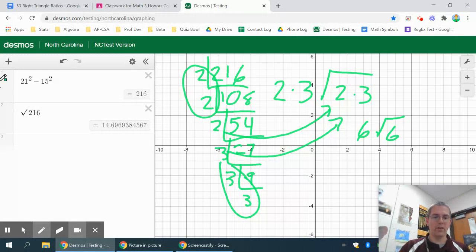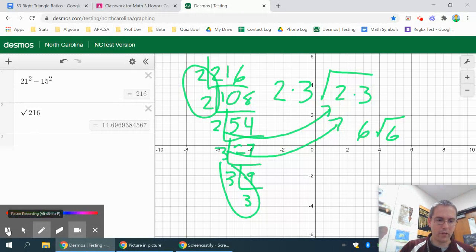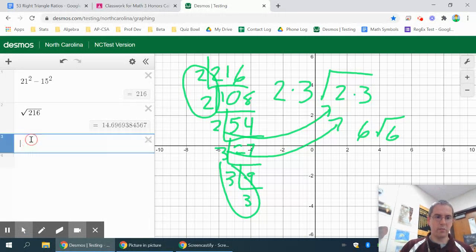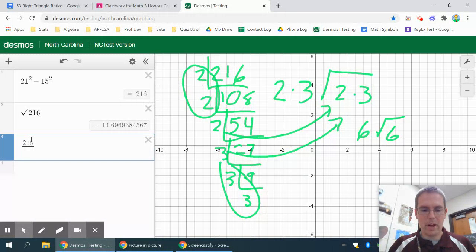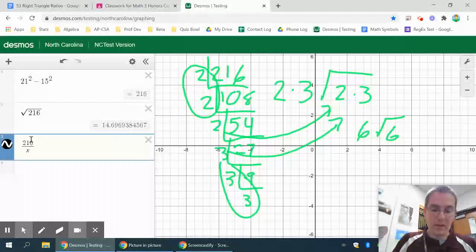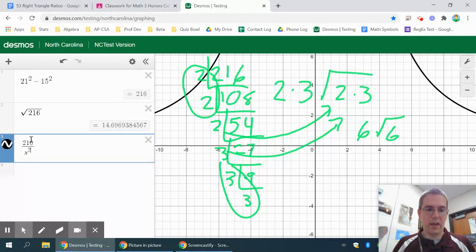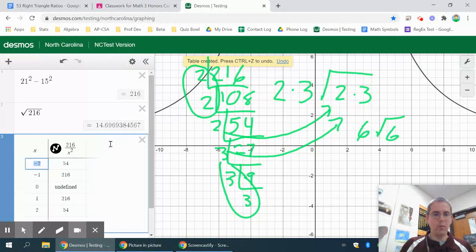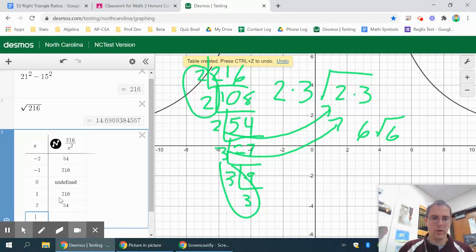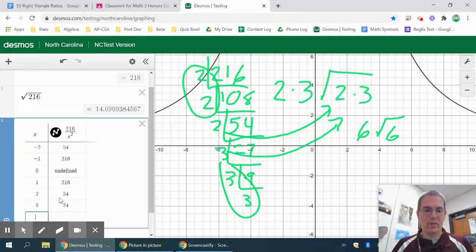Another way we could have done the same thing is, remember, I've showed you before with Desmos that to simplify a square root, you can take 216 and divide it by something squared. So I can just call that something X. And then you can use your gear and look at a table. And then I'm looking for the largest number that I can find that will leave me something pretty.